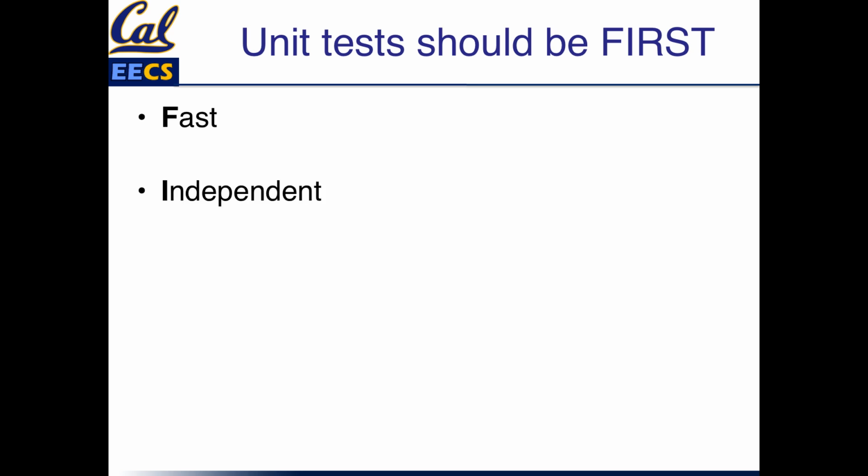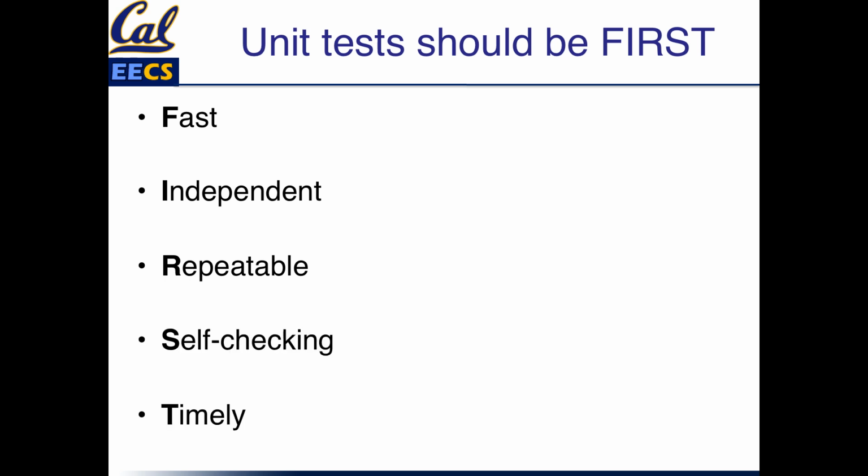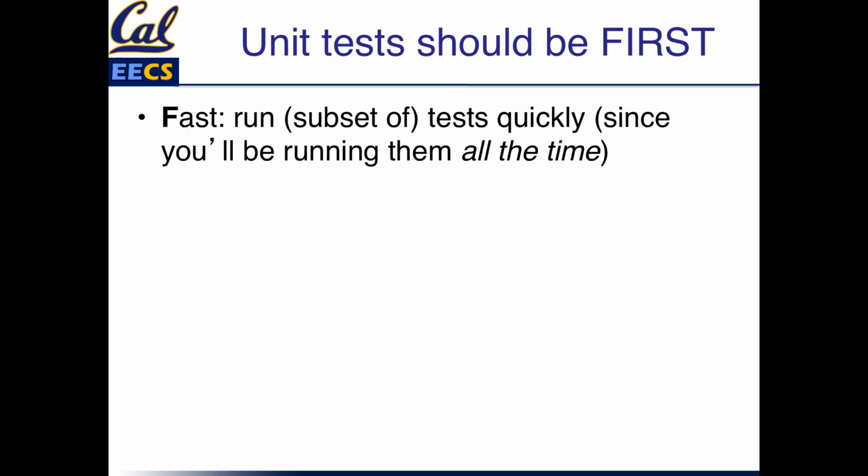They should be fast, they should be independent, they should be repeatable, they should be self-checking, and they should be timely. So briefly, what does each one of these mean and why do we care about it? Fast just means that the tests don't take very long to run. As we're going to see, a typical application, even a simple one, is going to have hundreds or thousands of test cases. So if the test took a long time to run, it would disrupt your flow as you're moving between running tests, and writing the code.